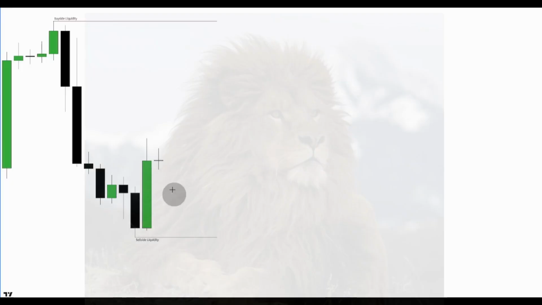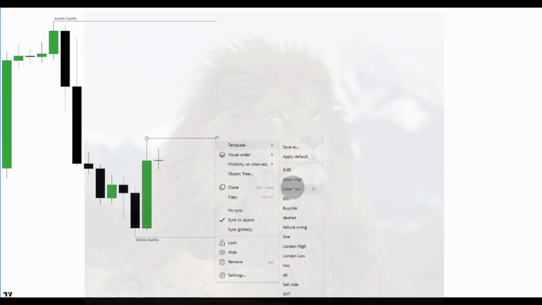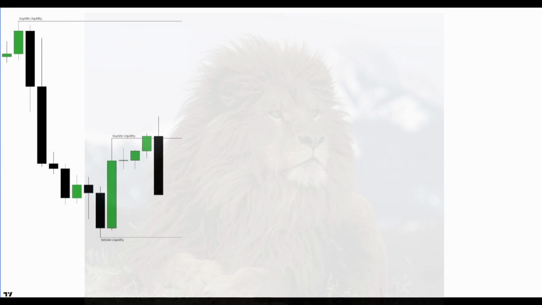What is liquidity? At its core, liquidity is the fuel of the market. It's what allows price to move from one level to another. Think of it as pools of money sitting in the charts waiting to be tapped. These pools exist because traders all around the world are placing stop losses and pending orders in predictable places.